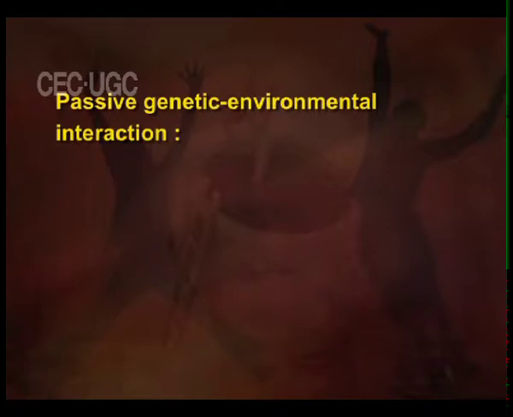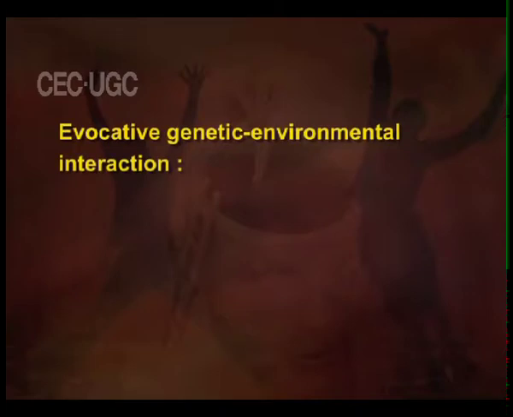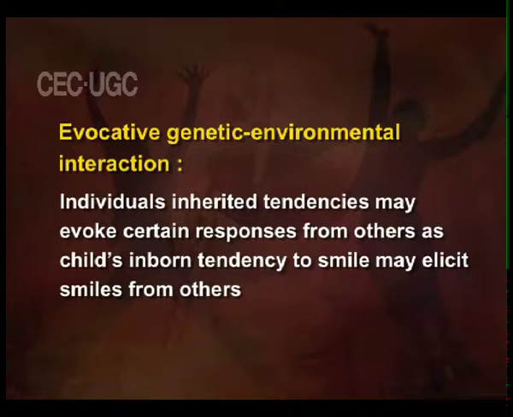Firstly, let us look at the passive genetic environmental interaction. The environment is created by parents with particular genetic predispositions, which encourages the expression of these tendencies in their children. Secondly, the evocative genetic environmental interaction. Individuals' inherited tendencies may evoke certain responses from others, as a child's inborn tendency to smile may elicit smiles from others.